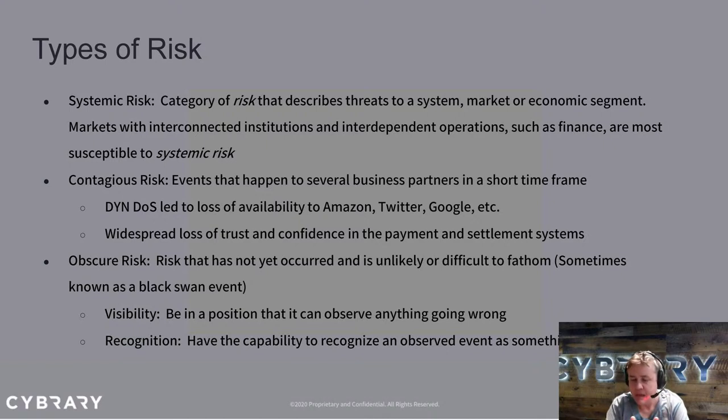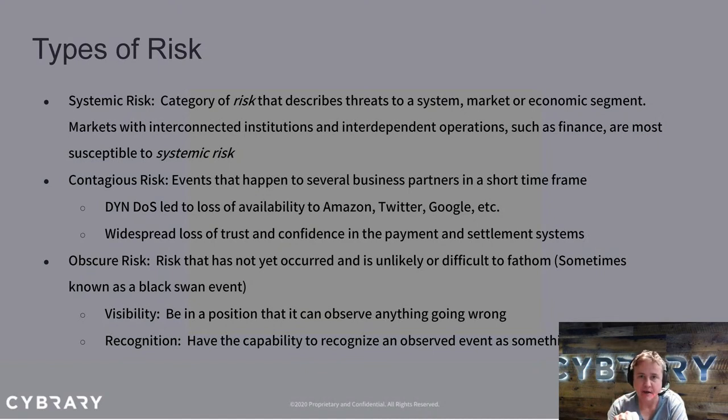Now, contagious risks. I don't know if you guys remember, but before the 2016 election, there was an attack that took Amazon and Facebook and Twitter and several of the major players offline for a period of time. Now, it would have to be a massive attack to take Amazon offline. But Amazon and Twitter and Facebook and Google, it was huge. But what actually happened is Amazon was never under attack. Facebook was never under attack. Twitter was never under attack.